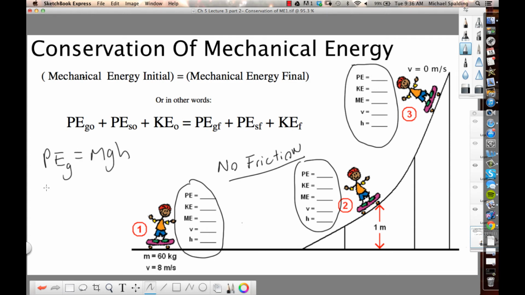mgh. What's the equation for kinetic? 1/2 mv squared. You're going to need that. Everybody put your 0 point.